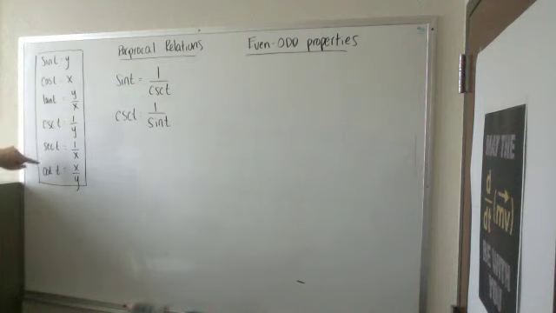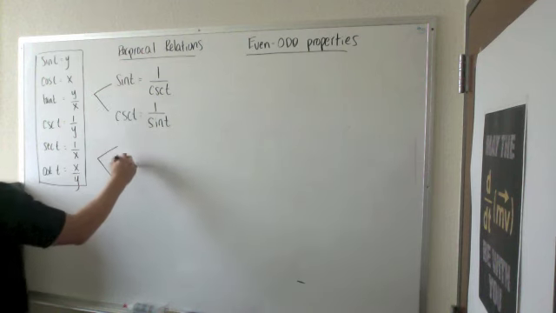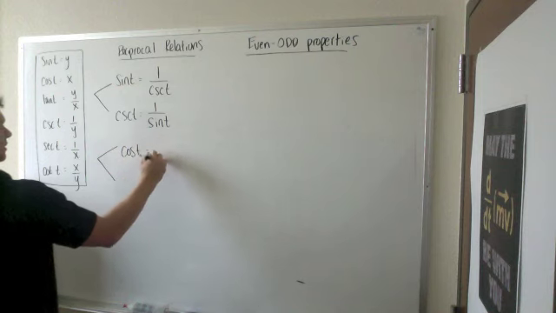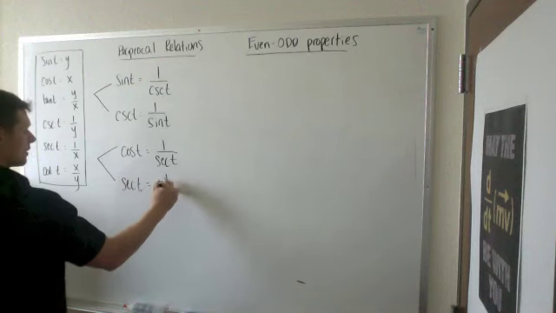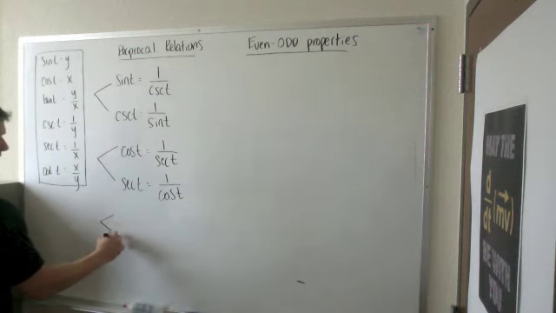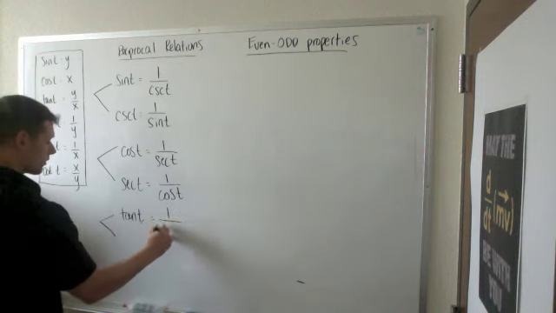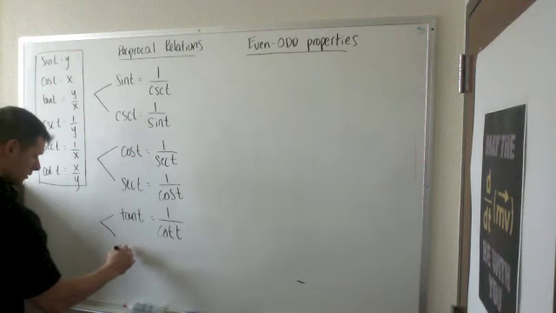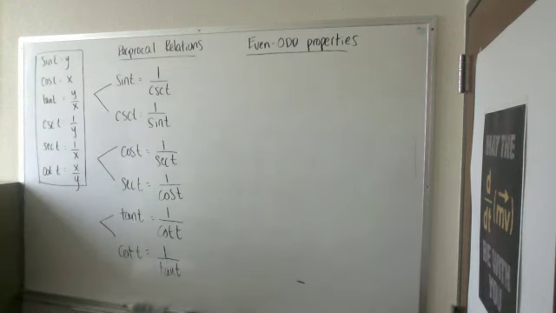Or excuse me, tangent and cotangent and cosecant and secant. They're just reciprocals of each other. So these kind of go together. We have cosine of t equals 1 over secant t, or the same thing, secant t equals 1 over cosine t. And then we also have tangent t equals 1 over cotangent t, and cotangent t equals 1 over tangent t. So those are our reciprocal relations.